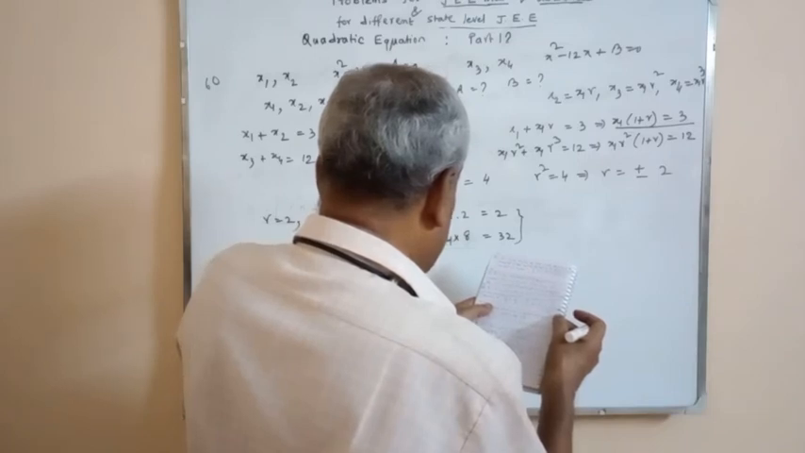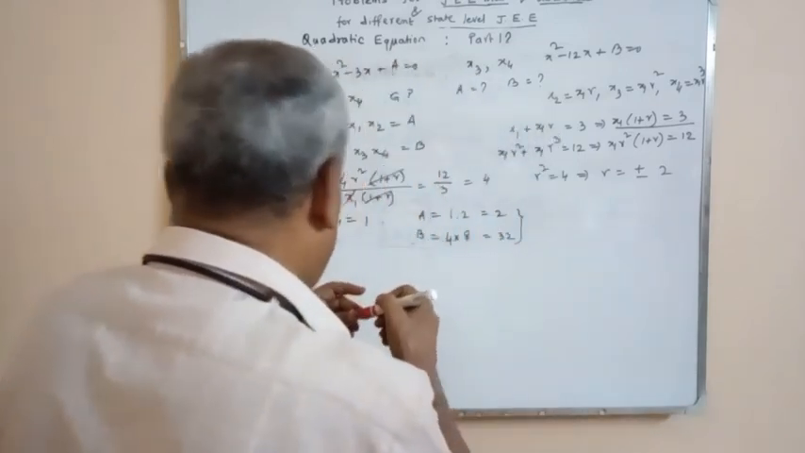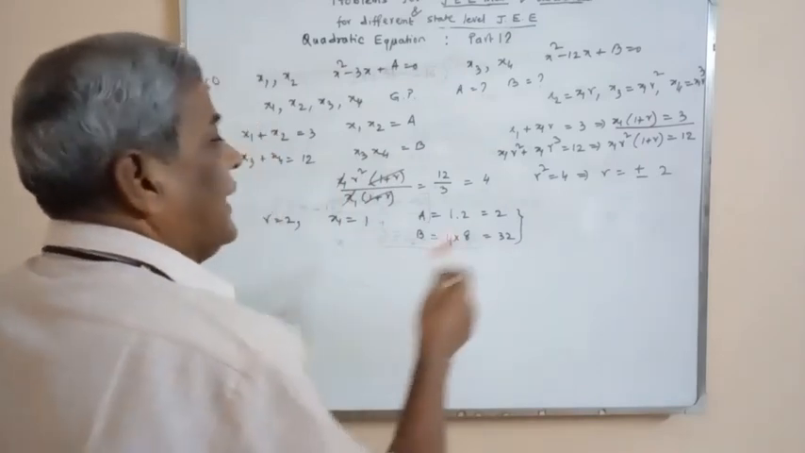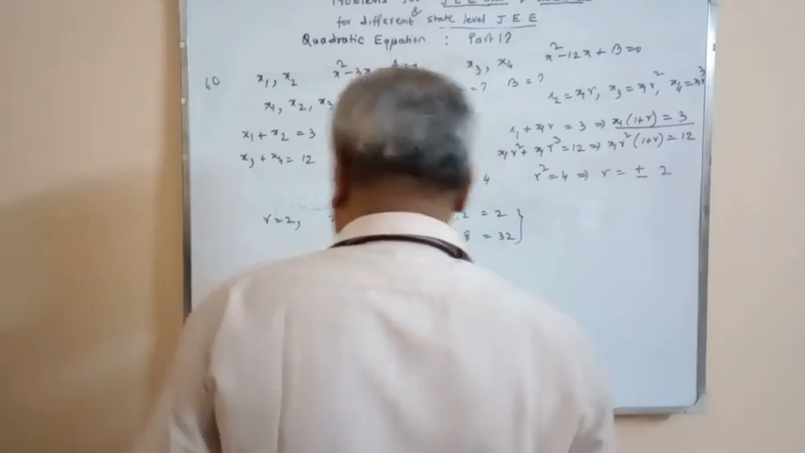2 and 32. And for the second set, here we can take r is equal to the second value, minus 2.